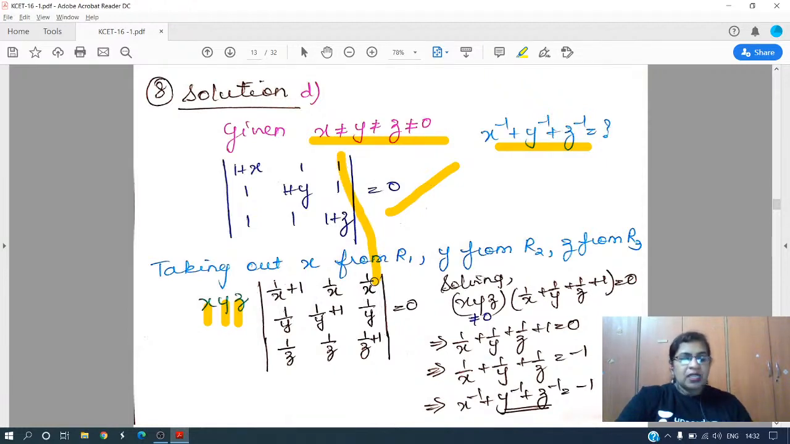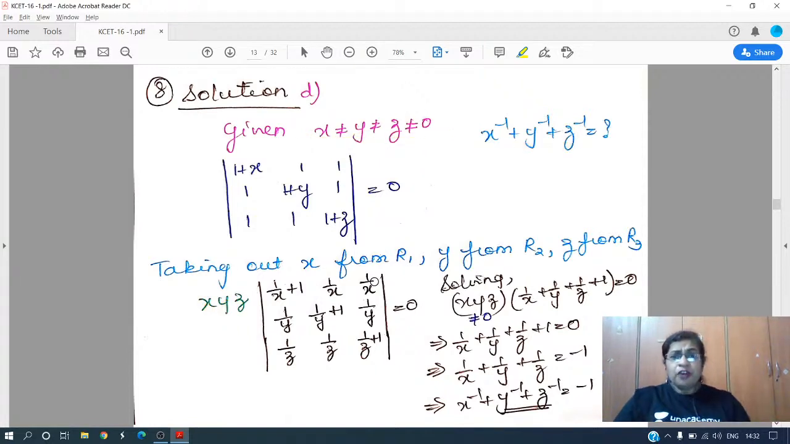Same way, from the second row, bring out y. So here it is 1 by y, here y by y is 1, and here again 1 by y. Are you getting the idea? Now from the third row, I take out z, so here divide by z. So it is 1 by z.